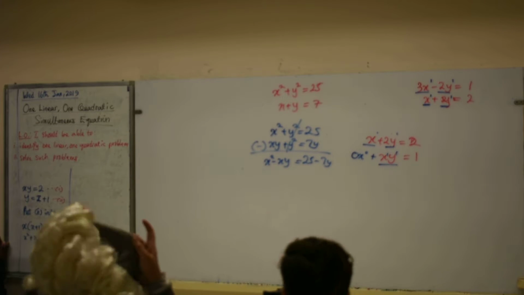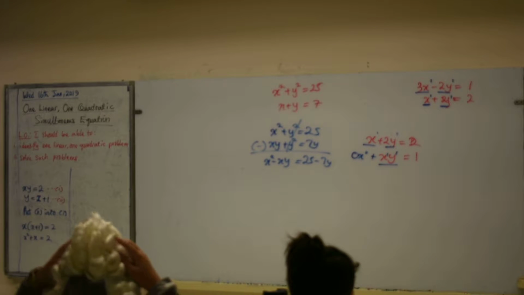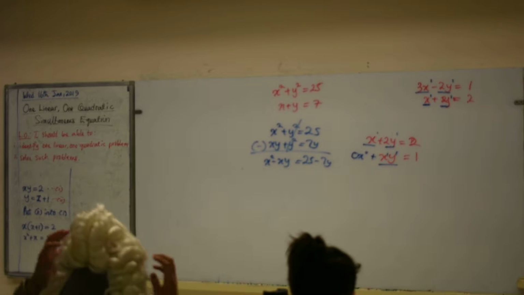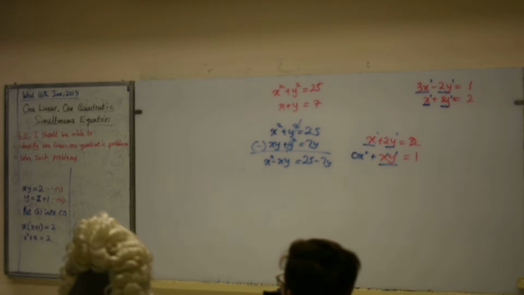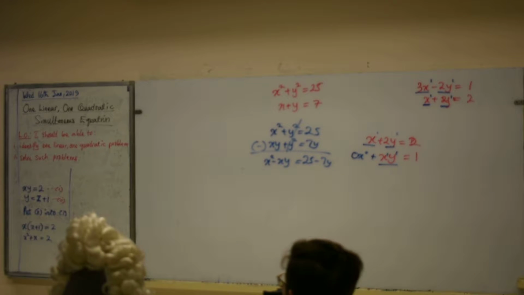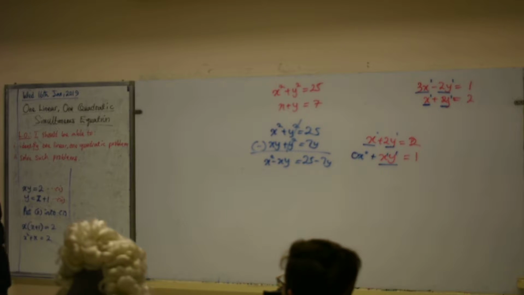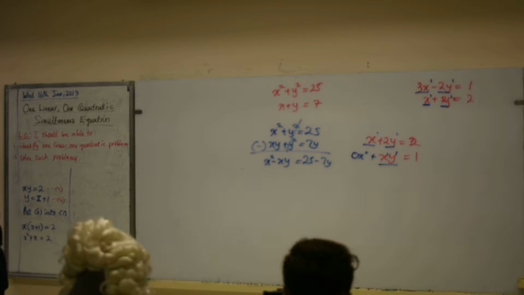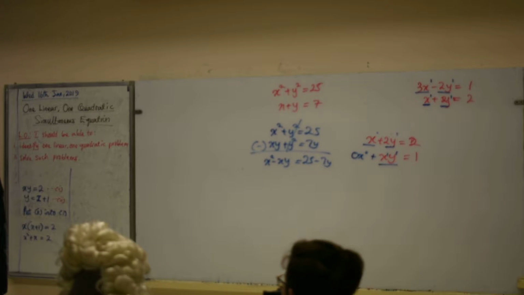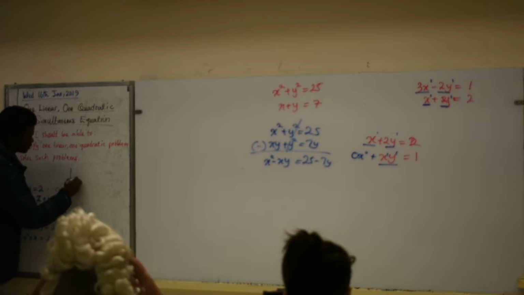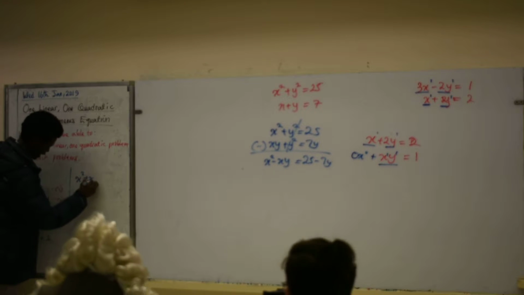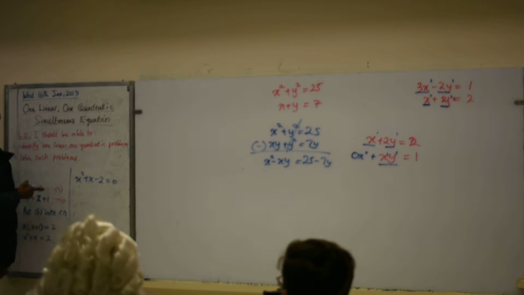You have to factorize. Are you saying I go back here? No, you make the right side 0. Why are we making the right side 0? Because you need to factorize. Because you have to make it a quadratic equation, then you can factorize. Okay. Alright, so x squared plus x minus 2 equals 0. Does that make sense?